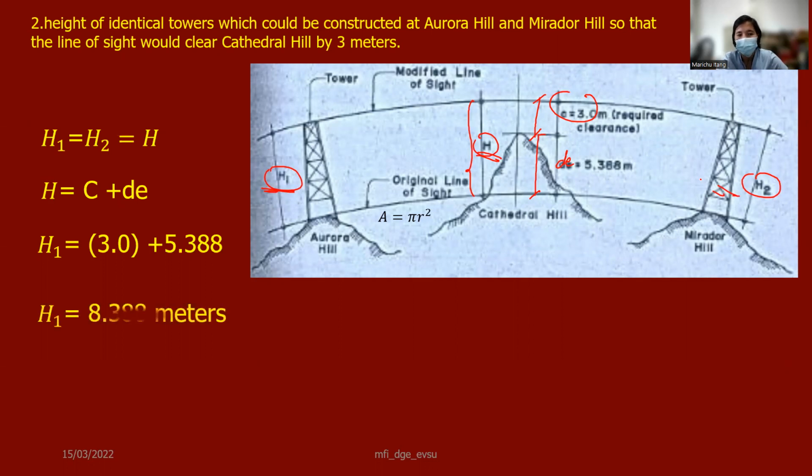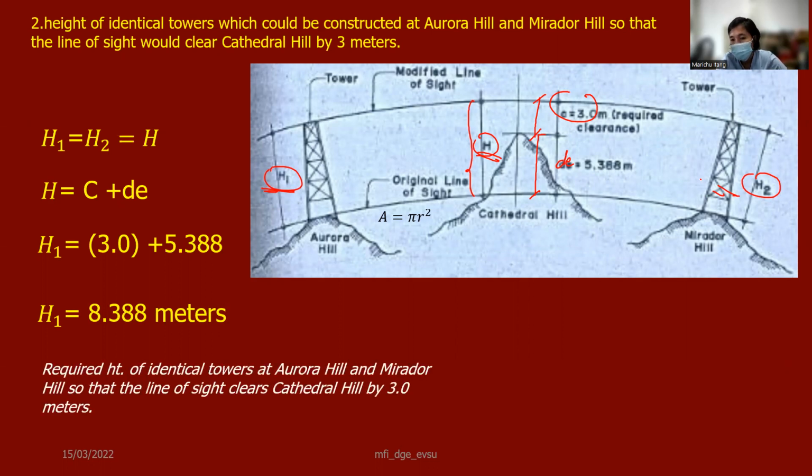So H1 is equivalent to 8.388 meters. And then H2 is also 3.88 meters. So this is the required height of the identical towers at Aurora and the Mirador Hill so that yung line of sight natin, maka-clear tayo ng 3 meters na clearance. So you just add the length ng obstruction and then yung ating required na clearance.